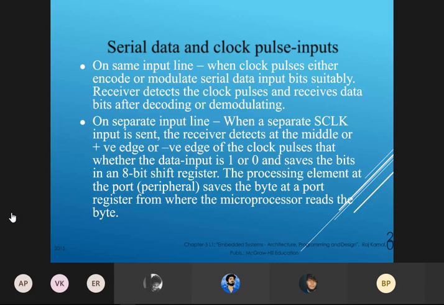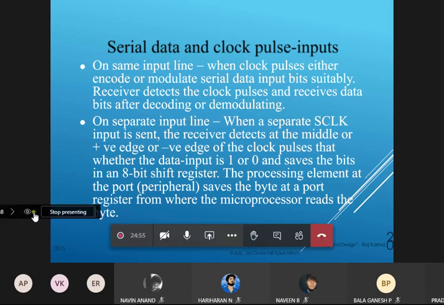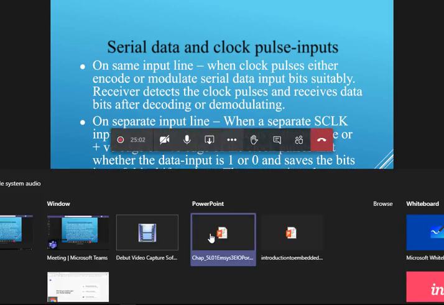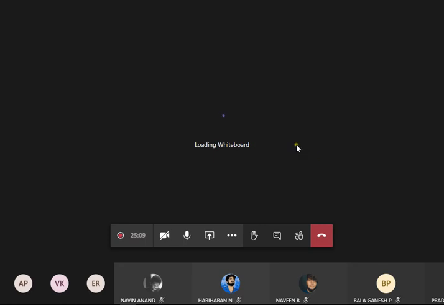Hello. So what is the positive edge and negative edge? Guys, what is positive edge? What is negative edge? What is positive and what is negative edge?